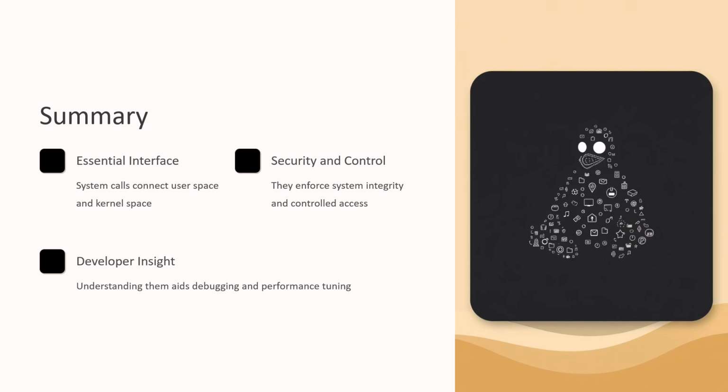Summary. Essential interface. System calls connect user space and kernel space. Security and control. They enforce system integrity and control access. Developer insight. Understanding them aids debugging and performance tuning. These are the most common system calls in the Linux operating system.